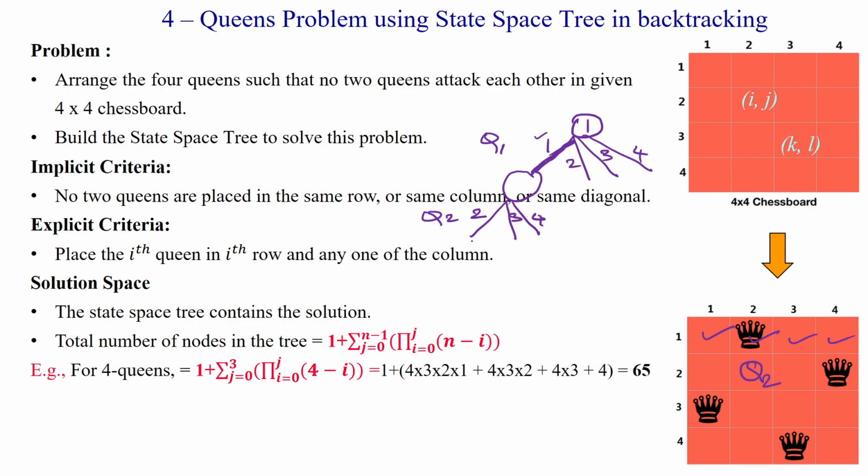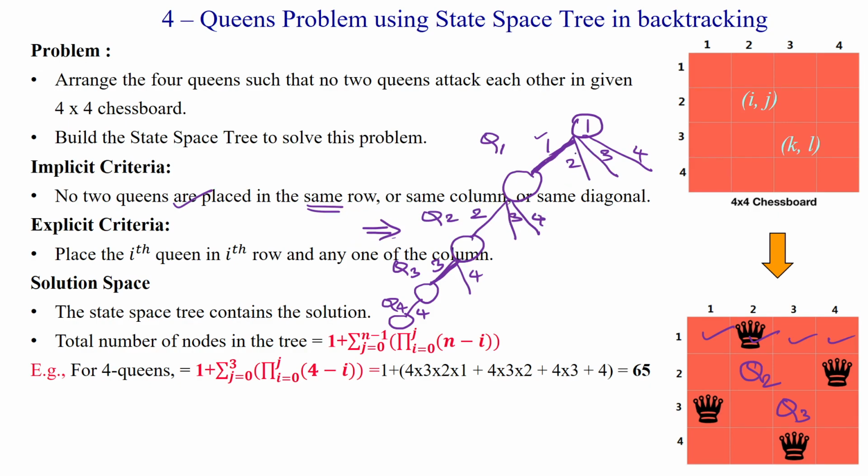Then we go for the next queen, queen 3. For that, there are only two options: either the third column or the fourth column. Like that, if you select the third column for queen 3, then for queen 4 I have only one option, that is the fourth column. So like this we have to arrange the queens. But when arranging the queens, we should follow this criteria. In this structure I did not follow the criteria. For example, I have given this one.